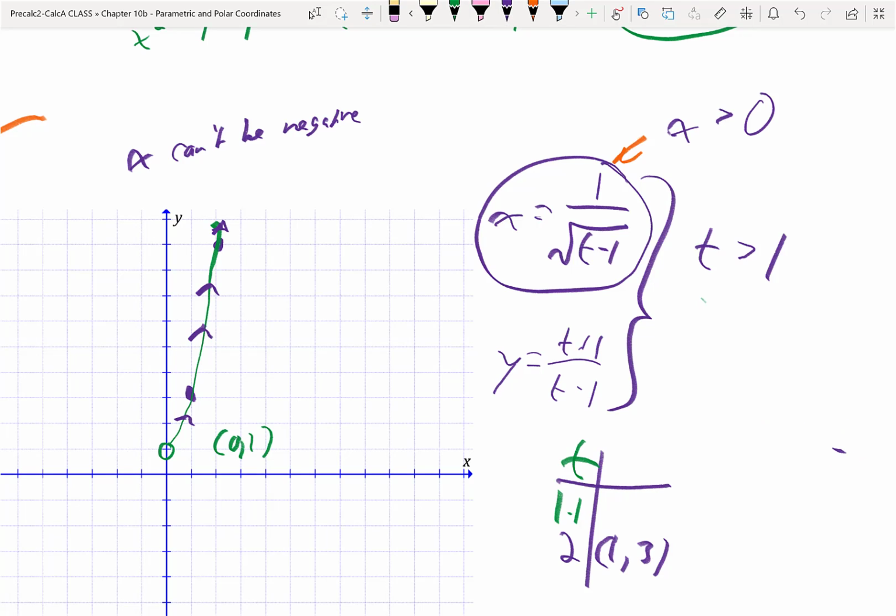It's confusing because your graph doesn't graph t. And that's what you kind of have to keep straight: at no point on the graph do you actually see t. You see the result of when you plug t in.